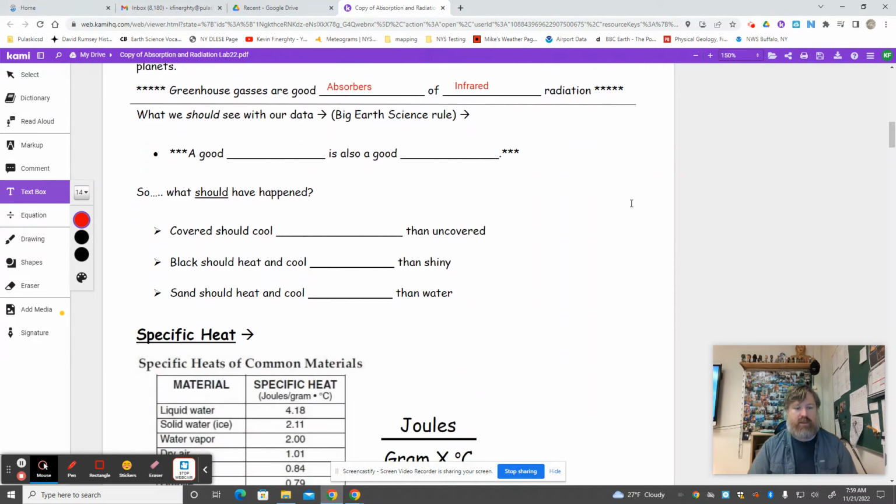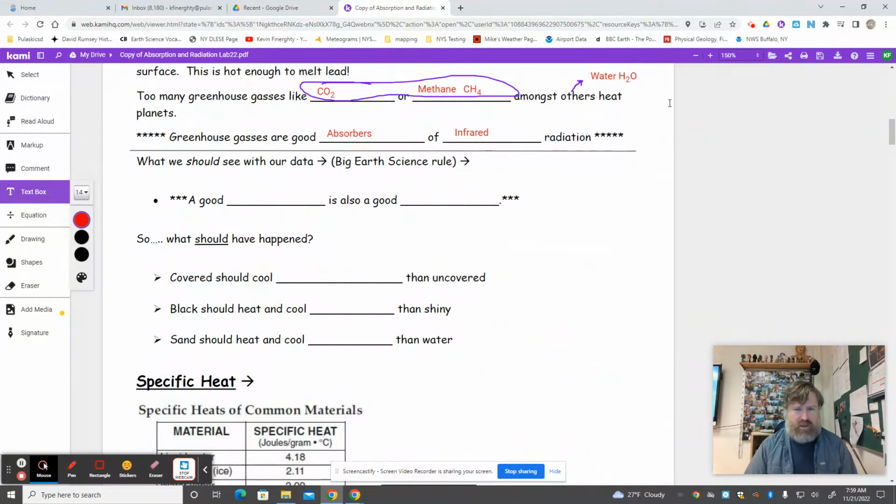All right. Let's keep on going. So what we should see with our data, whether your lab worked perfectly or not, maybe it did, maybe it didn't. Our equipment is so-so, right? And maybe our methods were off a little bit, and things happen during labs, right? But out of the three of them, I bet you got one to work.